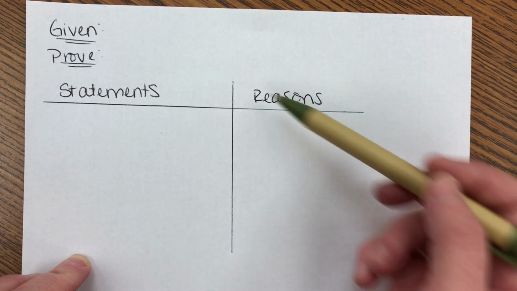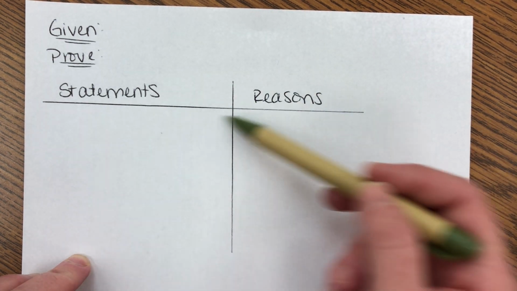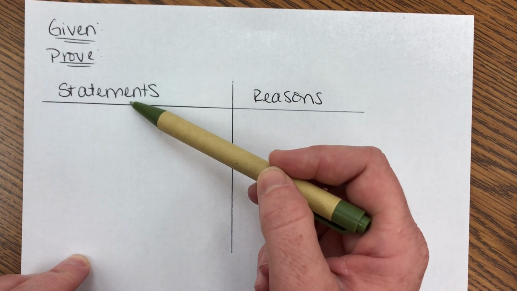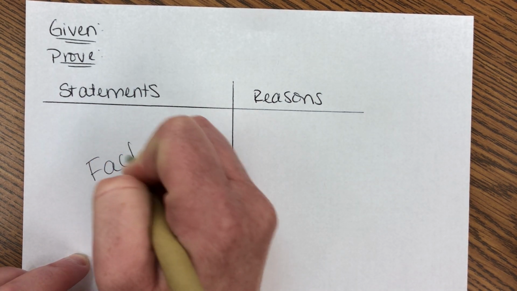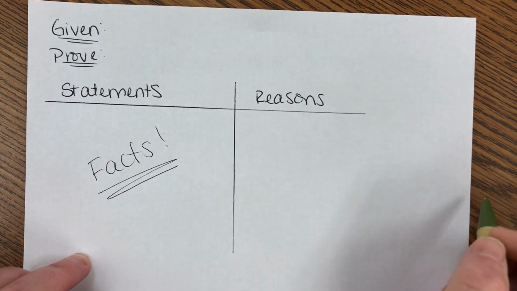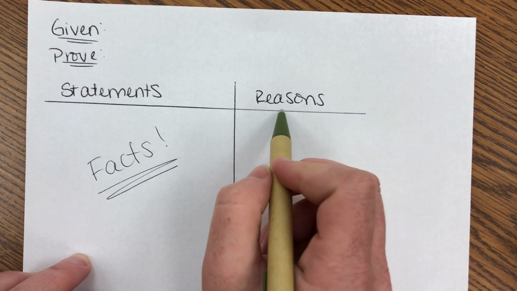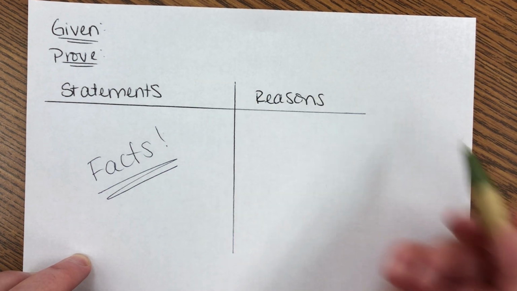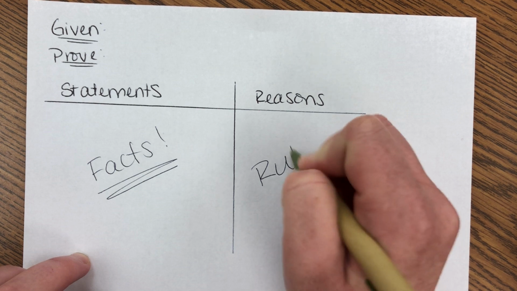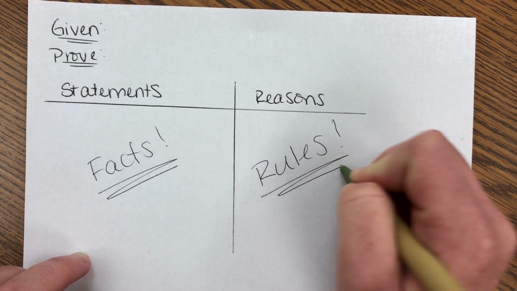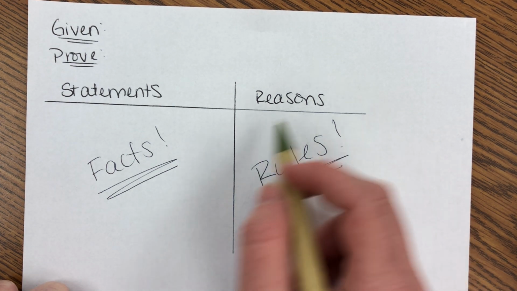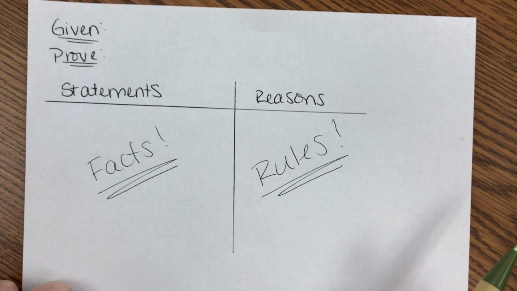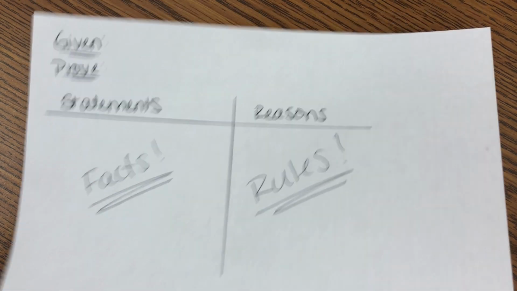So to set up our 2-column proof, you're gonna have 2 columns, kind of like a T-chart. And the left-hand column always says statements, and these are facts. And then the right column says reasons, and these are the rules behind the facts. Okay, so we're not just gonna make up a reason and write something down, oh, because I felt like it. No, we're gonna use rules of geometry on the side of the reason. So I'm gonna show you what that means here in just a second.